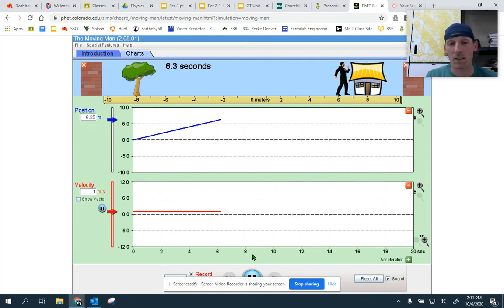The right is positive. Why is the right positive? Simply because that's how it's set up. I could have reversed it and said the right is negative and the left is positive. It doesn't really matter. It's whatever you decide, you just need to be consistent within that problem. Most of the time, people say the right is positive and the left is negative, which is what they're doing here.